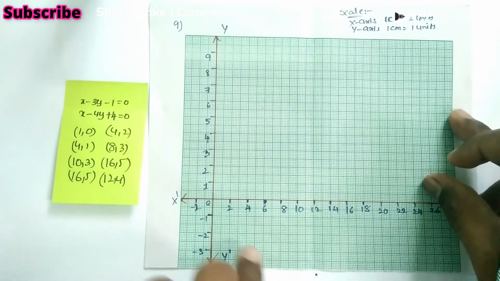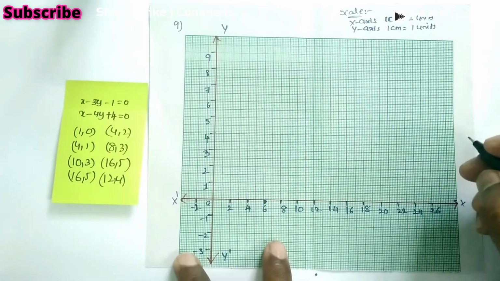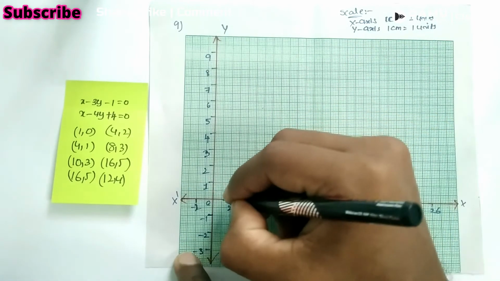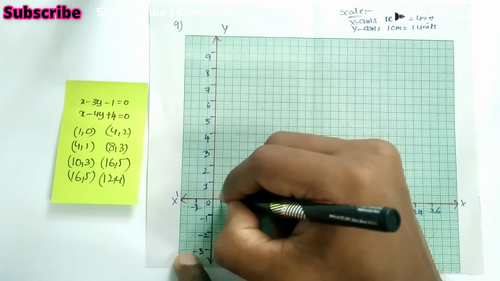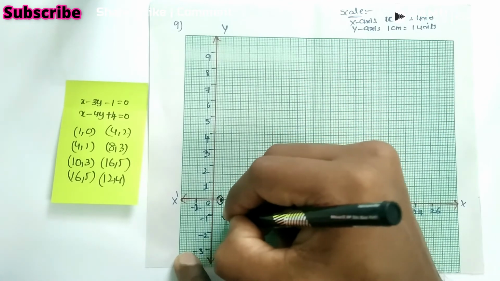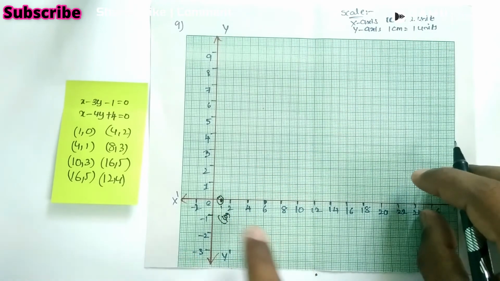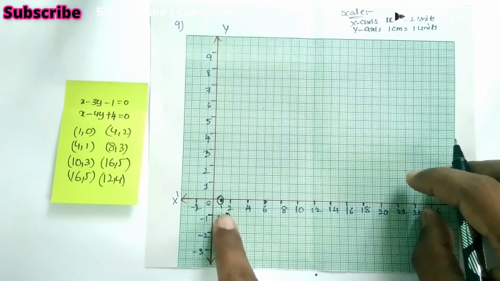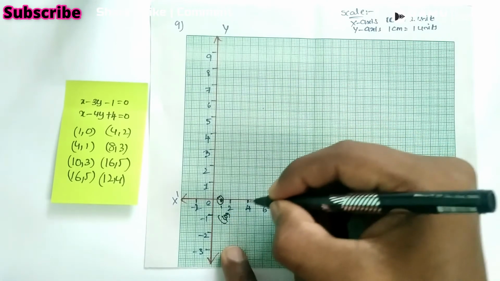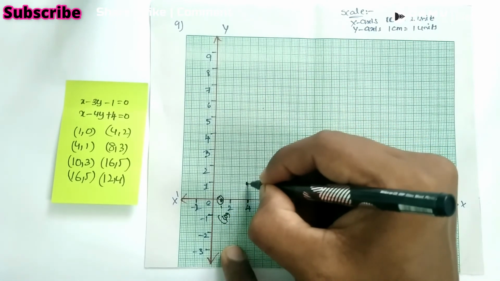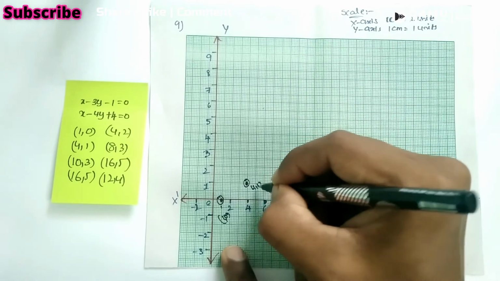For the first equation, take 1 comma 0. So x is 1 and y is equal to 0. Where will we get it? This is the point 1 comma 0. Then 4 comma 1: from 4 to 1 is this point. So this is 4 comma 1.